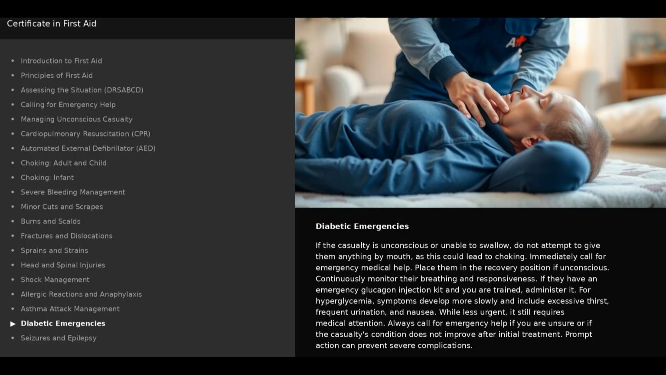For hyperglycemia, symptoms develop more slowly and include excessive thirst, frequent urination, and nausea. While less urgent, it still requires medical attention. Always call for emergency help if you are unsure or if the casualty's condition does not improve after initial treatment. Prompt action can prevent severe complications.